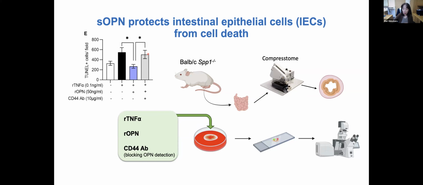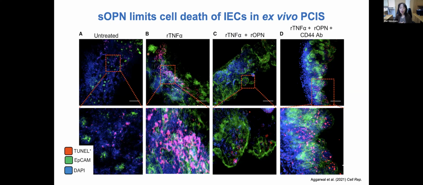So now we want to look at how the sections look, and this is how it looks. Untreated, recombinant TNF treatment only, recombinant OPN, and then also the blockade. So as you can see, TUNEL positive cells are shown as red or pink. And as you can see, lots of cell death is going on in IECs, but adding recombinant OPN or sOPN reduced TUNEL positive cells. And then now we blocked CD44 receptor, and then now we started to see the TUNEL positive dying cells again.